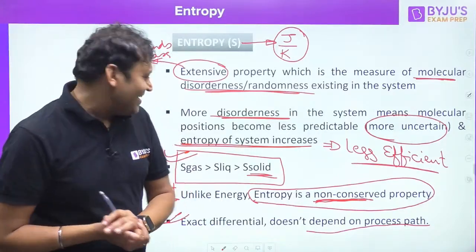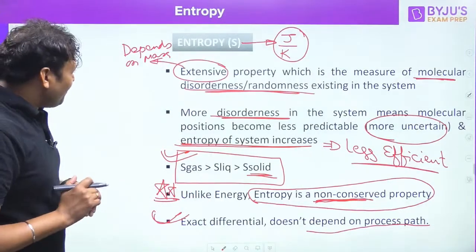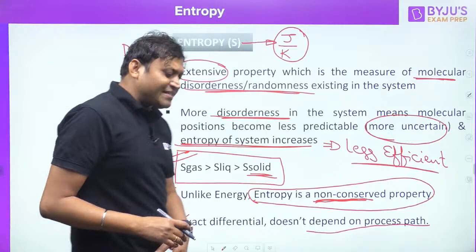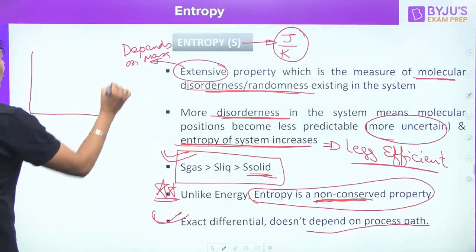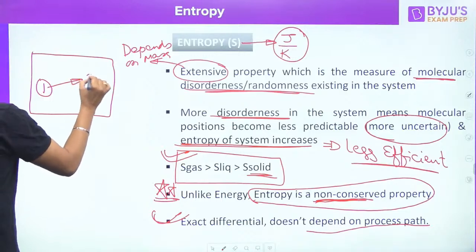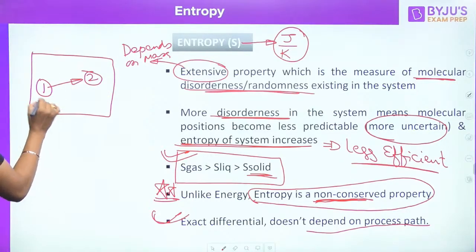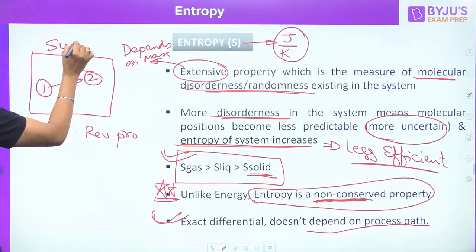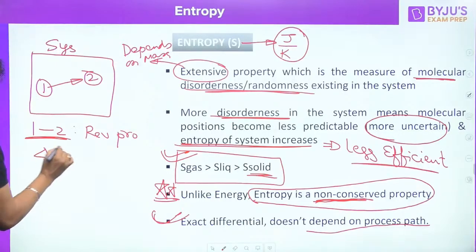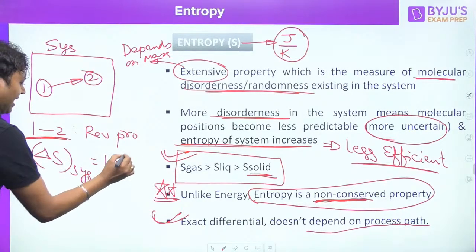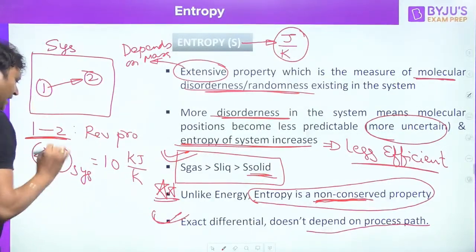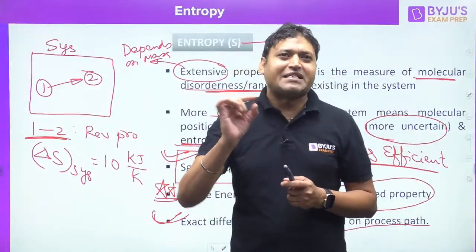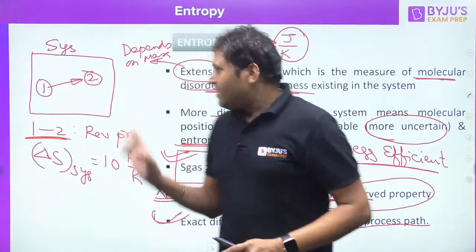Yes, Ray, definitely. Now, can you let me know, if the system is undergoing a process 1 to 2, and the process is reversible, then the change in entropy of the system is equal to 10 kilojoule per Kelvin. During the process, the entropy of the system increases by 10 units, right?